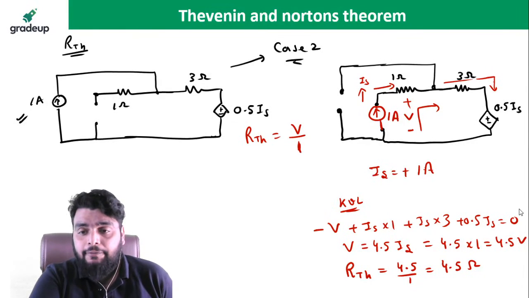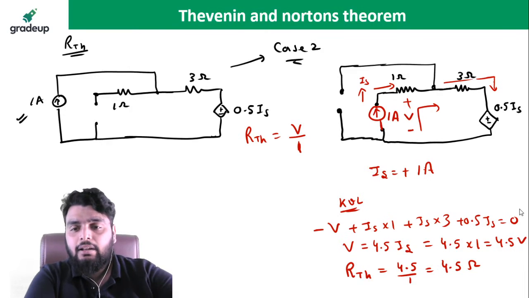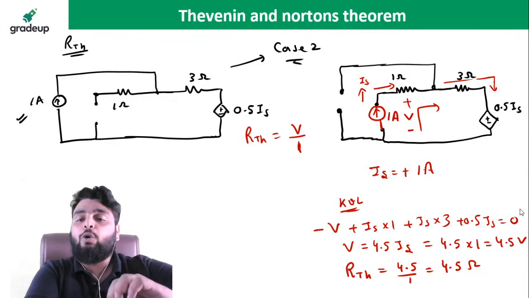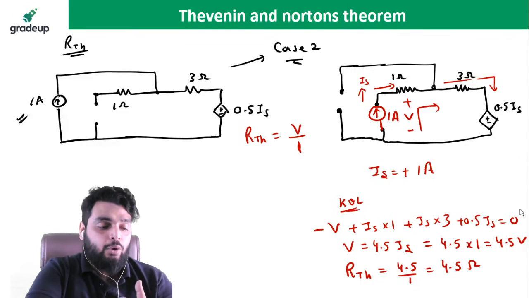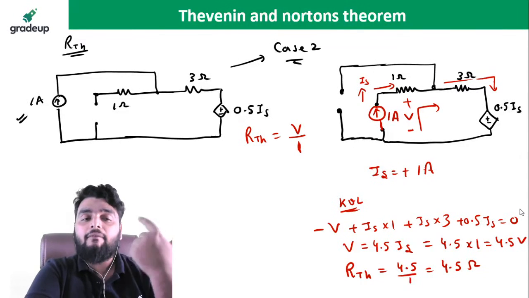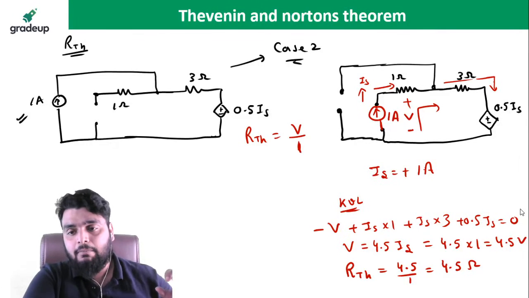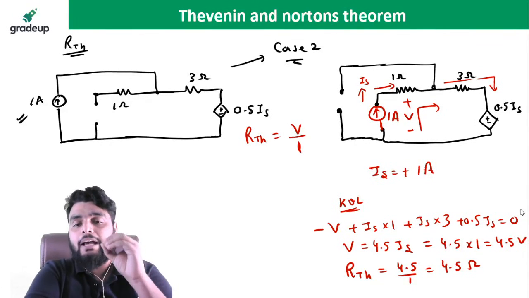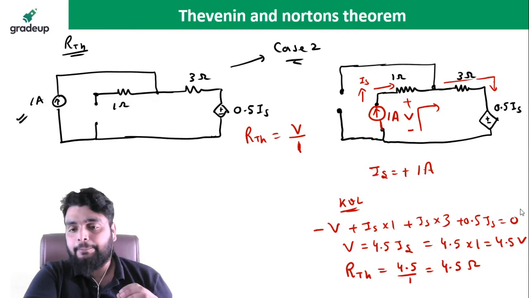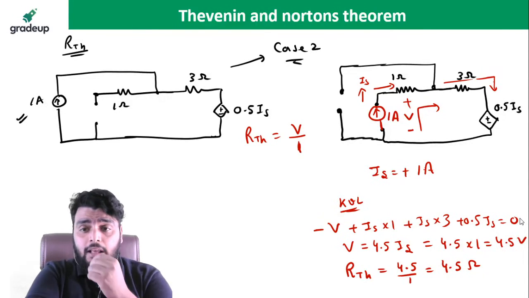Now Bharat is asking, if the load is a current source, do we have to open circuit? Beta, whatever the load is, whether it is a current source, a resistor, or a voltage source, the load will always be removed from the terminal so that you can find the values with respect to the terminal side. Okay, fine.